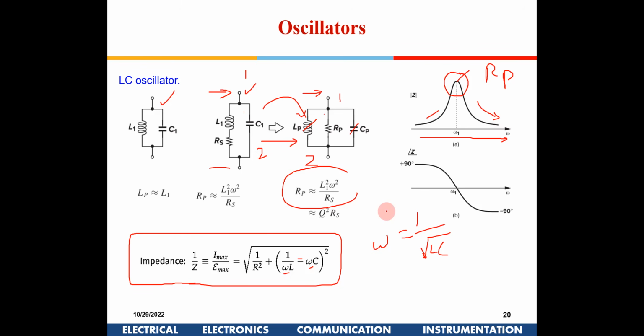Sir, what is RP here? If I draw an equivalent circuit of this, it will be like this. RP means resistance in parallel, RS means resistance in series. So the value of RP will be given by this equation.